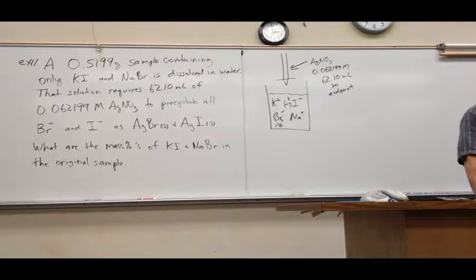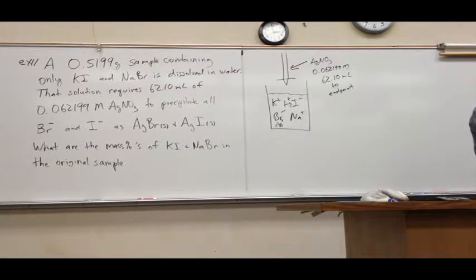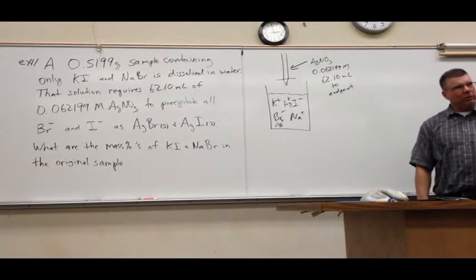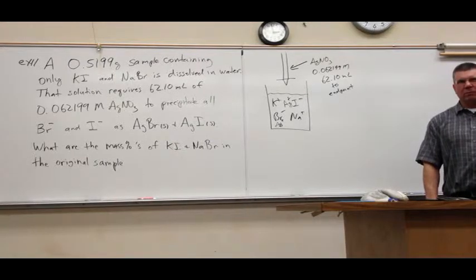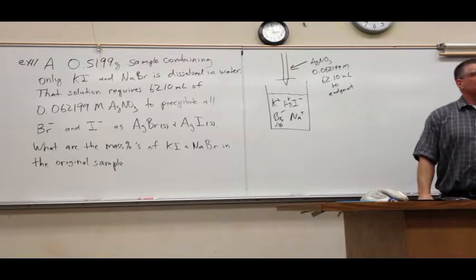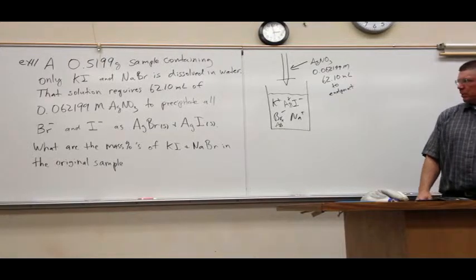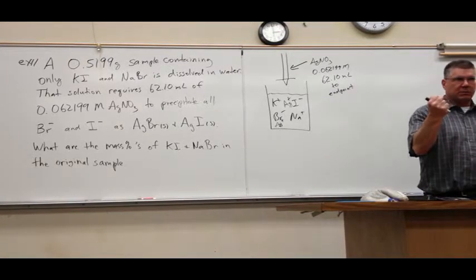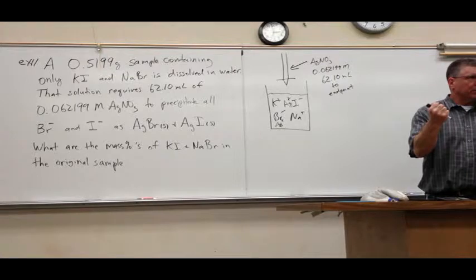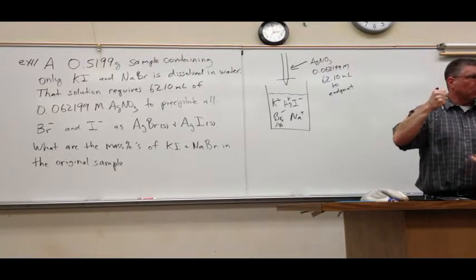Yeah, okay. Before I start just kind of randomly calculating stuff, I'd like to know where I'm going, right? That's usually what I start with. And so what do I want to find? The mass percent, which means I need the mass of the potassium iodide and I need the mass of the sodium bromide, right? Because the mass percent is just the mass of the component divided by the mass of the whole times 100.